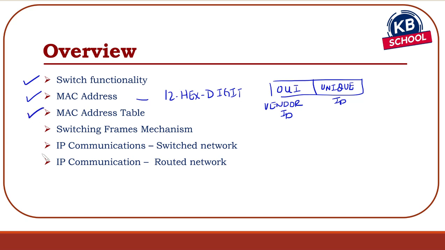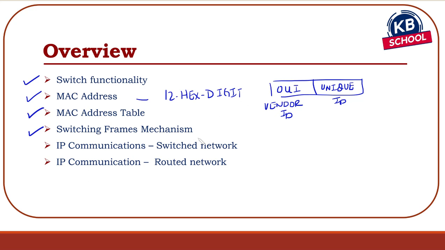Now, we also took a look at how the MAC address table is the one that is used by the switch to forward the frames to the appropriate devices, and how it learns and creates a MAC address table. We also went through it. Once we learned the MAC address table, how the switching took place, we've also gone through it. Now, I want you guys to take it to the next level.